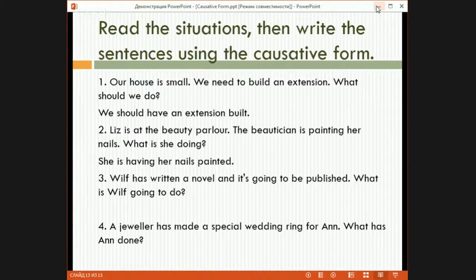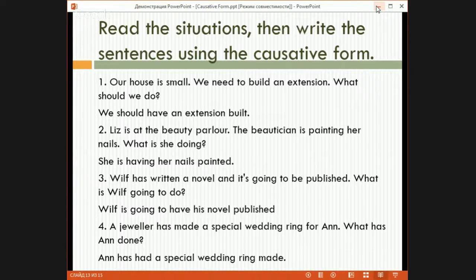Wilf has written a novel and is going to be published. What is Wilf going to do? He is going to have his novel published. A jeweler has made a special wedding ring for Anne. What has Anne done? Anne has had a special wedding ring made. Present perfect.